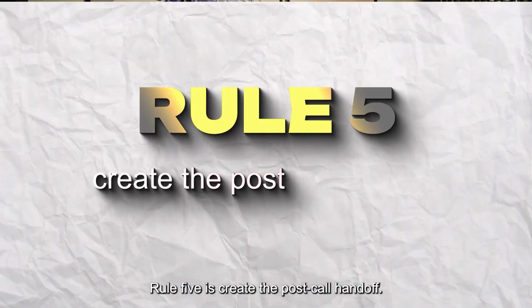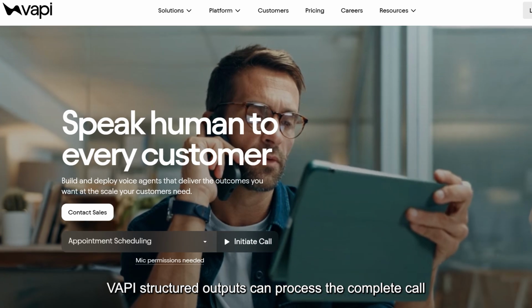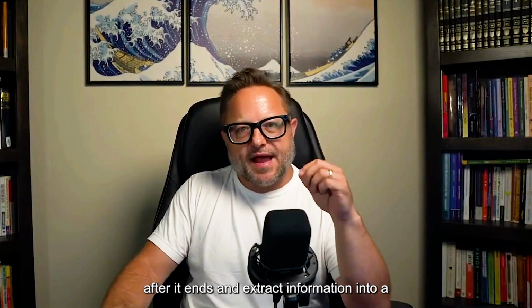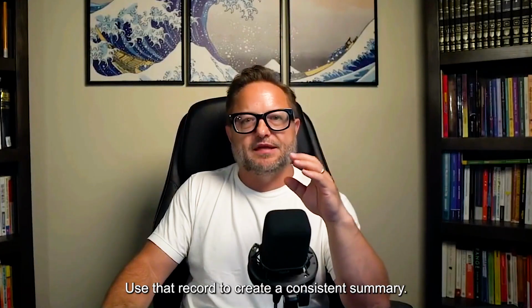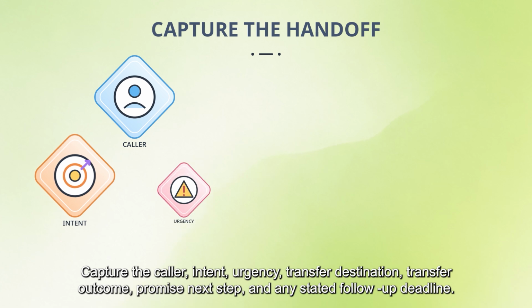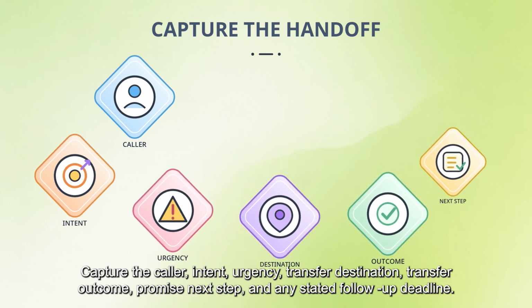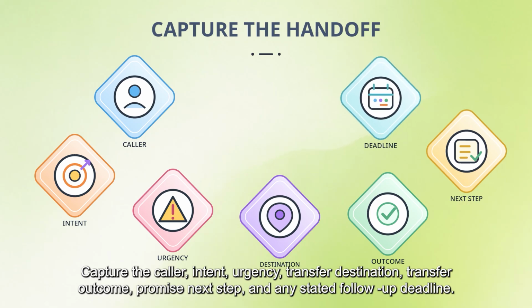Rule 5 is create the post-call handoff. Vapi's structured outputs can process the complete call after it ends and extract information into a defined schema. Use that record to create a consistent summary. Capture the caller, intent, urgency, transfer destination, transfer outcome, promised next step, and any stated follow-up deadline.